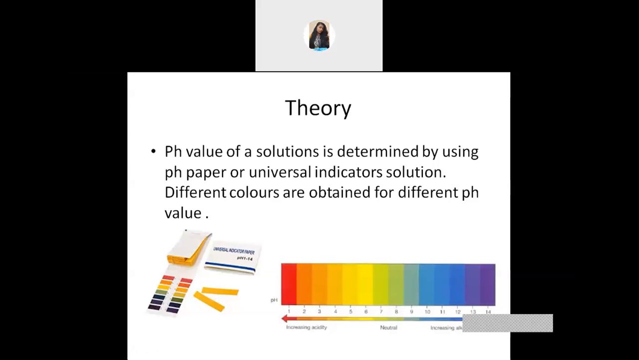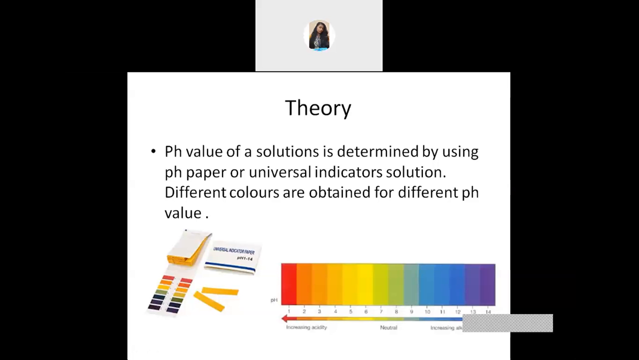Some solutions are neutral, that means the solution is neither acidic nor basic. That type of solution is called a neutral solution.